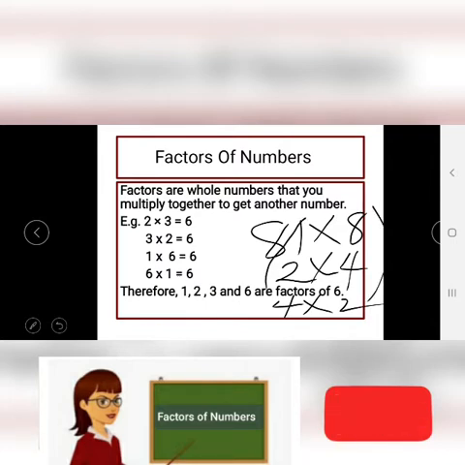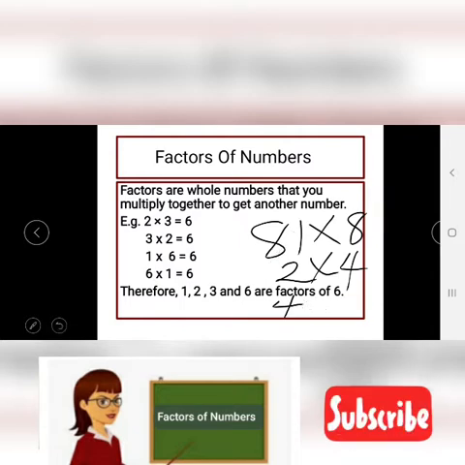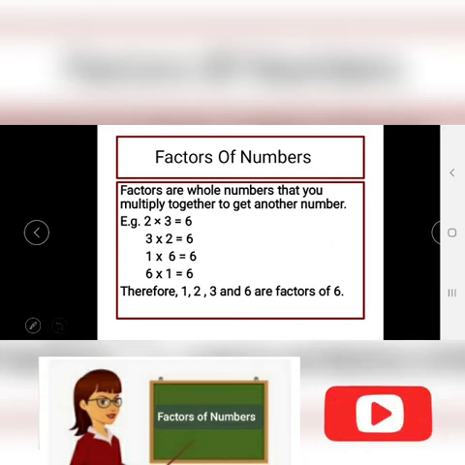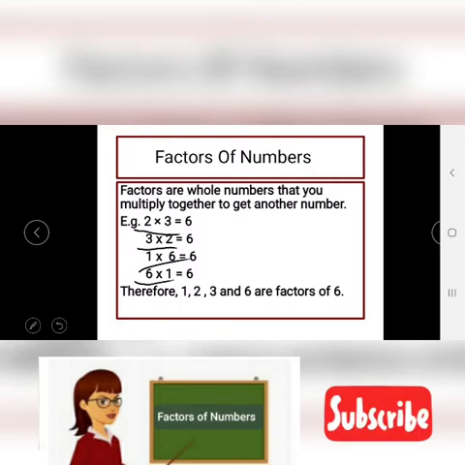So all these possible numbers are called what? They are called factors. Now let's look at this example. We have 2 times 3 equals 6. 3 times 2 equals 6. 1 times 6 equals 6. And 6 times 1 equals 6. All those two numbers multiplied together are called factors. Any two numbers that you can multiply together to give you another number are the factors of that number.